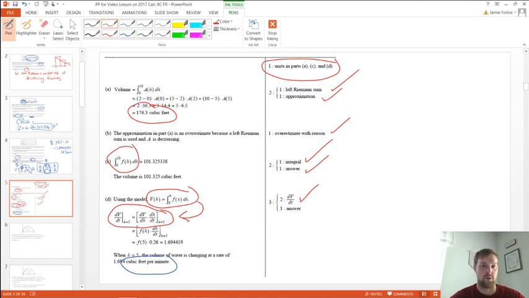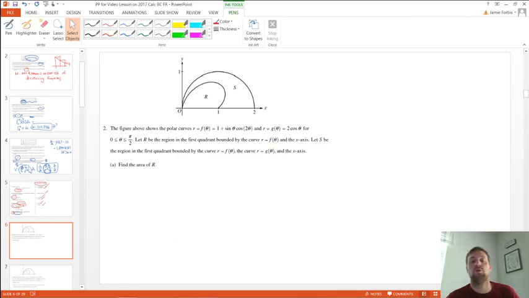They just wrote it as dV over dH, but we wrote the whole thing out. It's fine. And then a point for the answer, which was 1.694 cubic feet, or feet cubed per minute. Okay, so that was 2017 number 1. Let's go on to number 2.